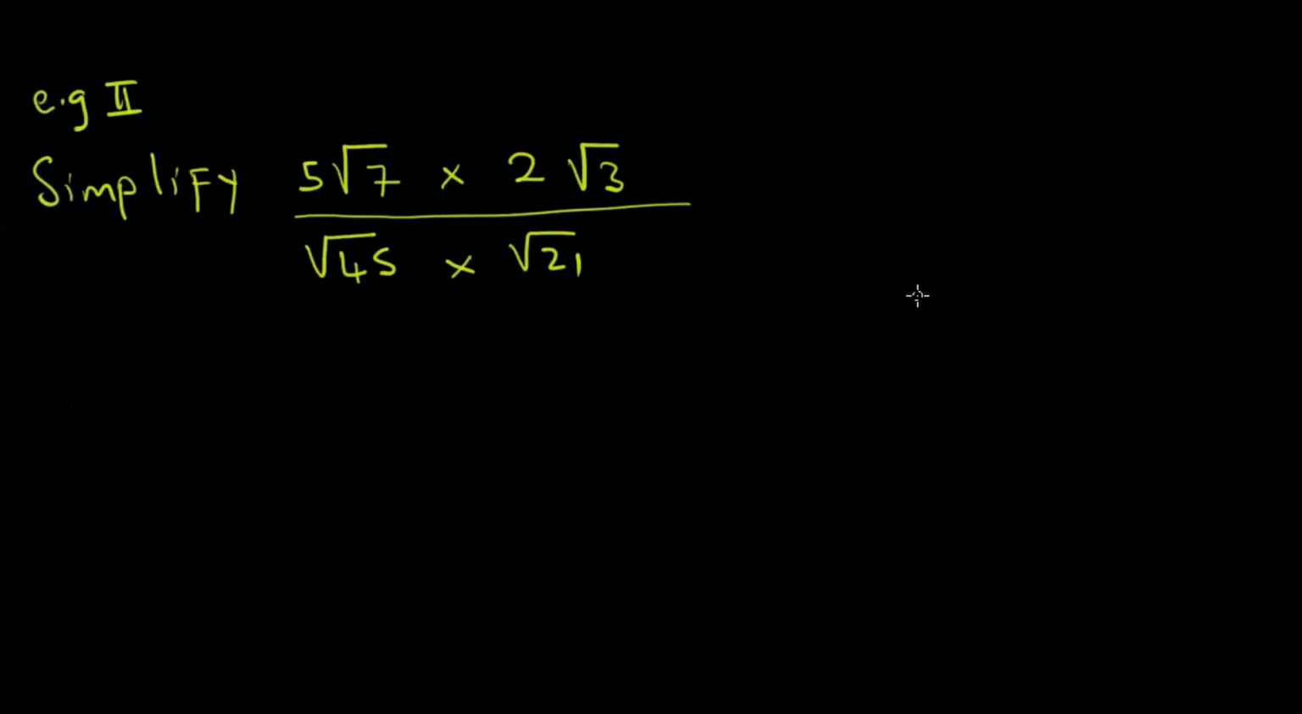We have our second example. Example yedu iri kuti simplify 5 the square root of 7 times 2 the square root of 3 over the square root of 45 times the square root of 21. What we have to do always kana chidila maths is to simplify them to their lowest possible form, kana kuti simplify to their simplest form.